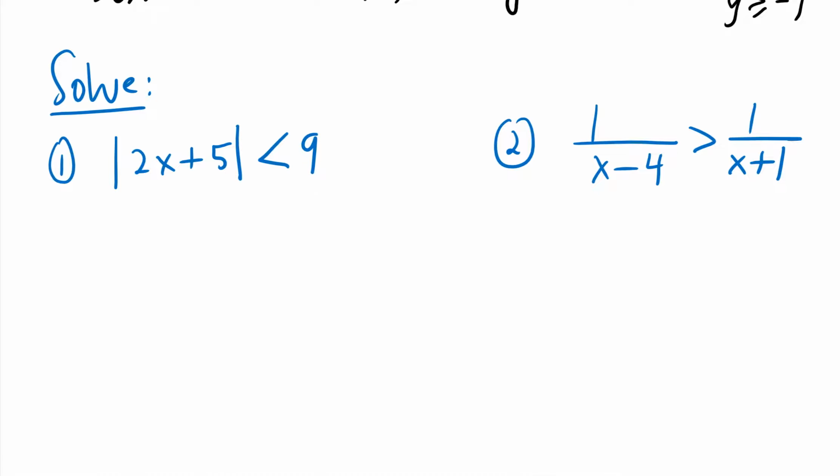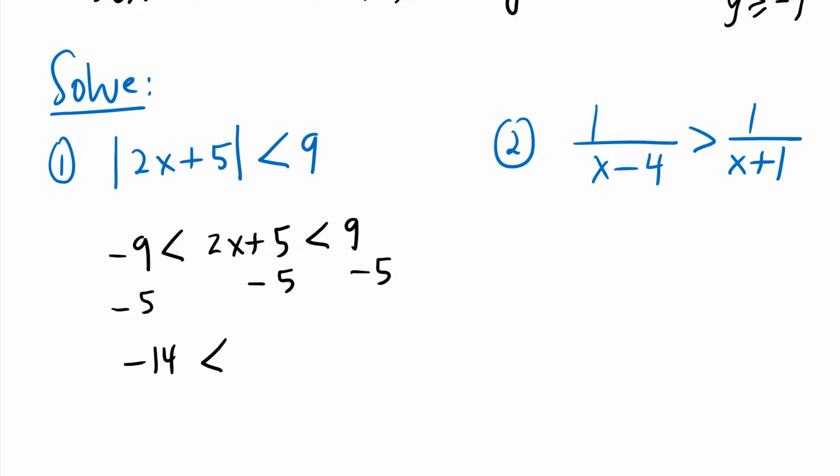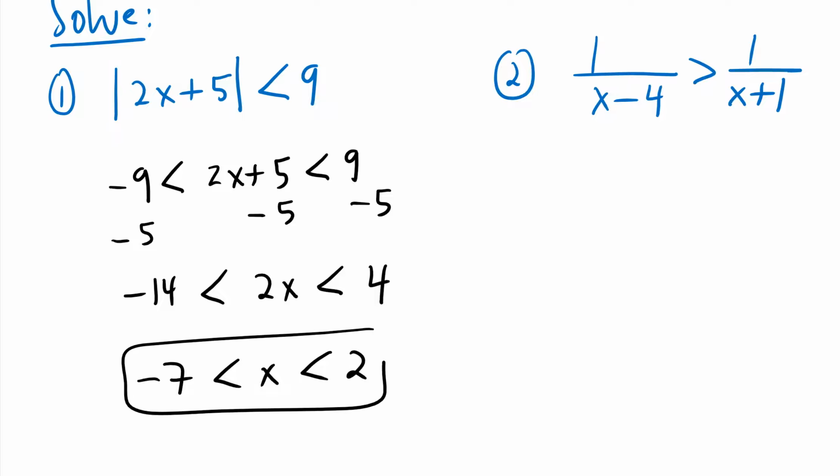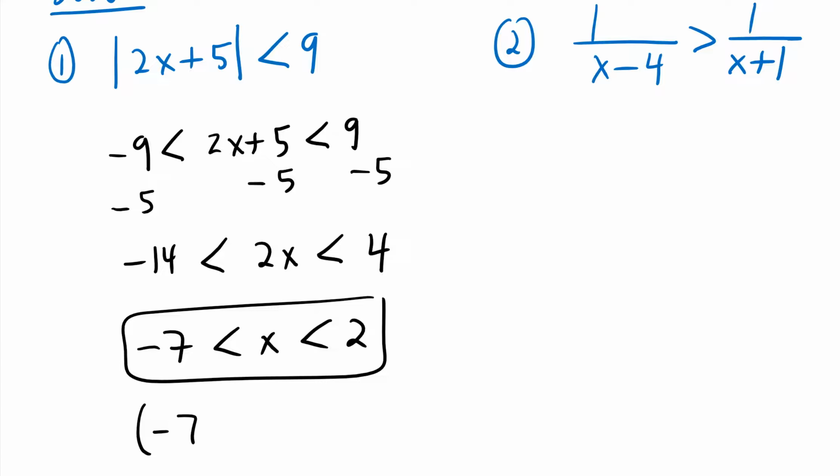To solve inequalities in this form, absolute value and less than, the easiest way is that 2x plus 5 is less than 9 and bigger than -9. We need to get x in the middle, so you subtract 5 from all of them. -14 less than 2x less than 4. One final step, divide everything by 2. -7 less than x less than 2. It's solved. So the interval notation for this would be (-7, 2) because it's only less than.